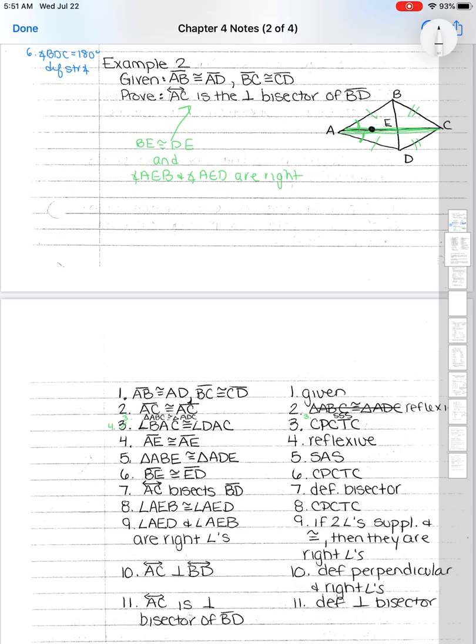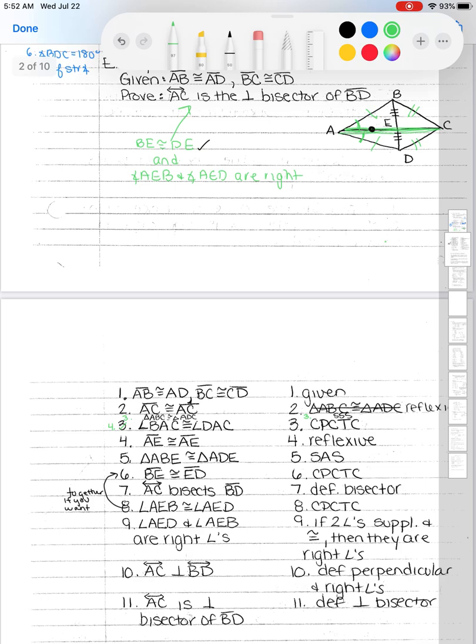So now I'm going inside and I'm working with the smaller triangle. So now I'm going to say that AE is congruent to AE, which now lets me have these two little guys, ABE and ADE, congruent by SAS. So I've now proven two sets of triangles congruent. Within that, I want to then say that BE and DE are congruent. So step one, did it. So now I can say that AC bisects BD by definition of bisector. So I got part one.